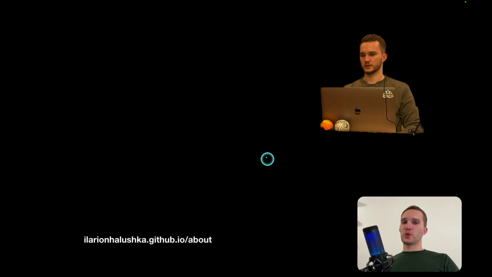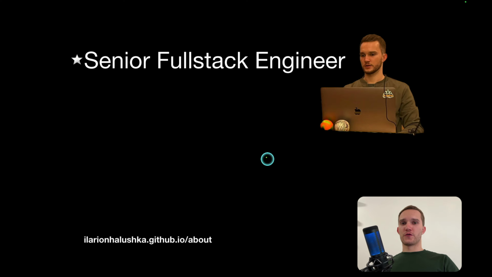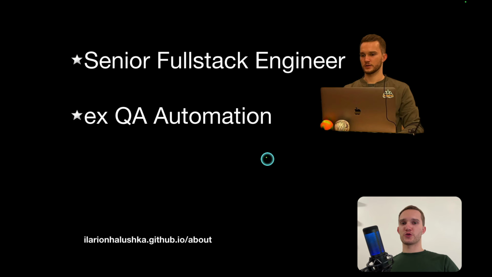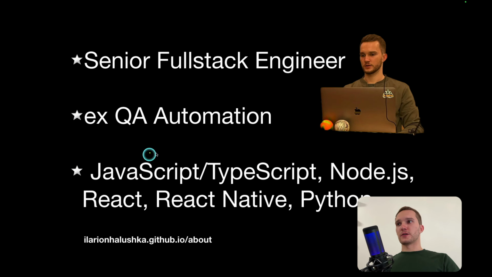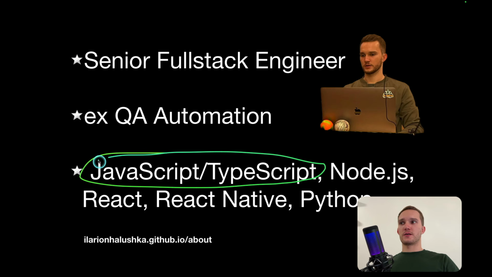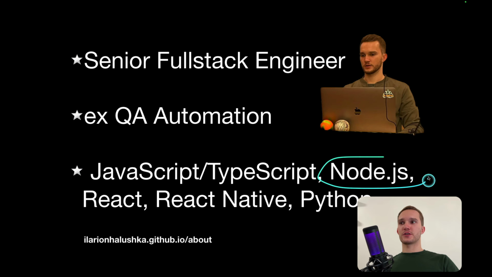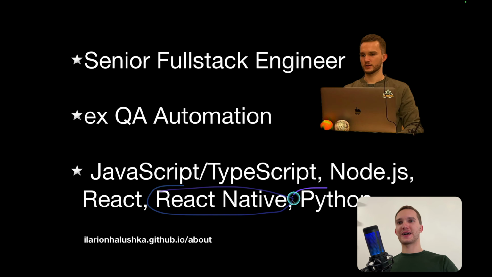Let's jump to a quick introduction about me. First of all, I'm a senior full stack engineer. I have 7 years of experience in the industry, and you might be wondering, okay, you're a full stack engineer, you're not a QA automation engineer. Yeah, but the first 3 years of my career I spent as a QA automation engineer. Currently, my primary technologies at work are JavaScript, TypeScript, for backend Node.js, for frontend React, for mobile apps React Native, and then again for backend Python.